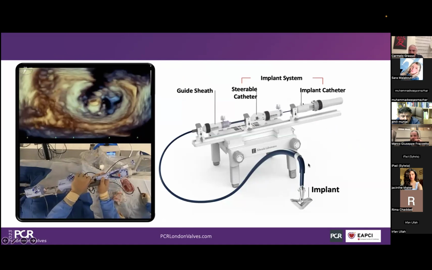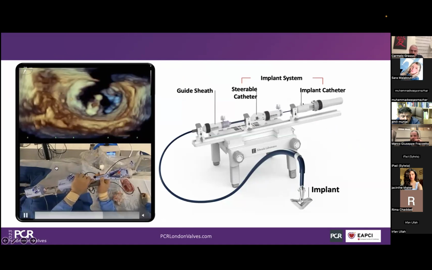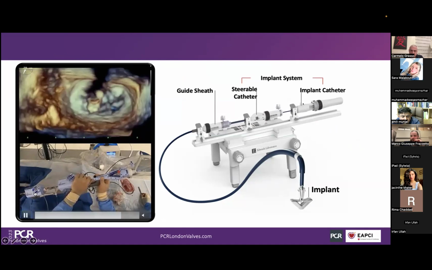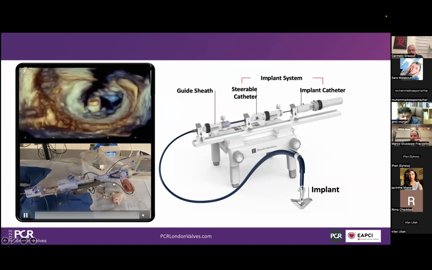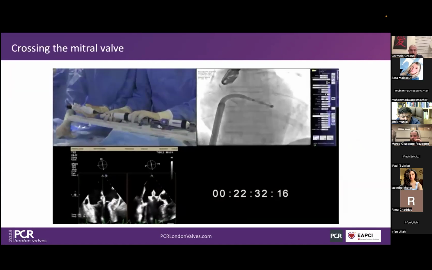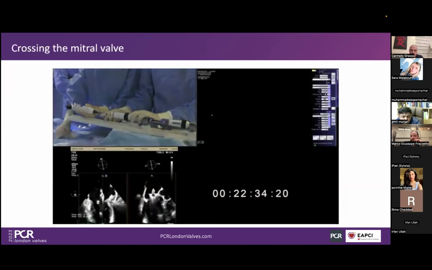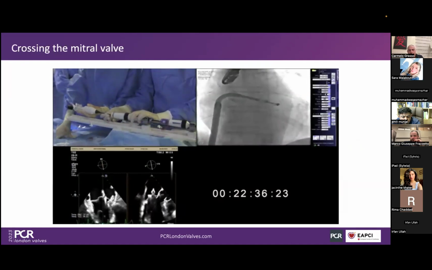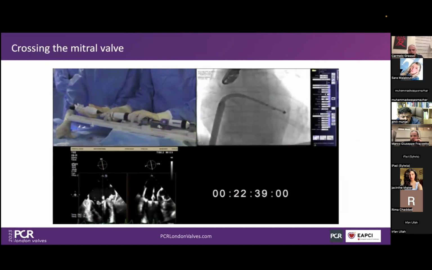So these are the different systems. We have 3 catheters with the Pascal system, and the smart handle and the steerable guide catheter with a MitraClip, but it's just a technical consideration and different way to use it. So when you are aligned and you are perpendicular, you have to cross the mitral valve.